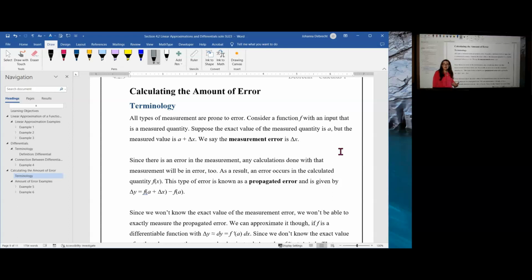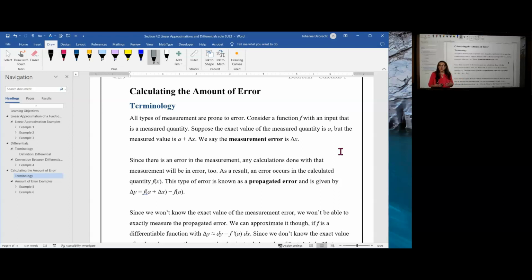There's always going to be error in any kind of measurement. Any calculations done with that measurement will then also have error in it. And this is what's called propagated error. When you do a calculation that involves that delta X, you're going to get more error on the other end. This type of error can be given by delta y equal to the function value at the measured value, A plus delta X, minus the true value, f of A.